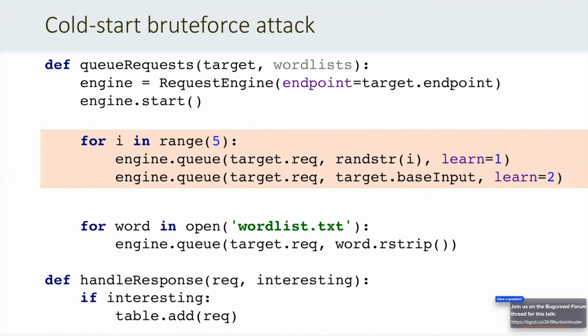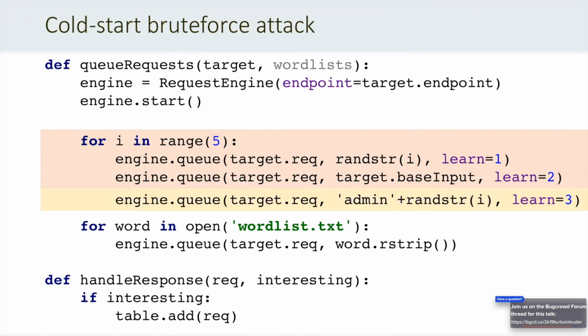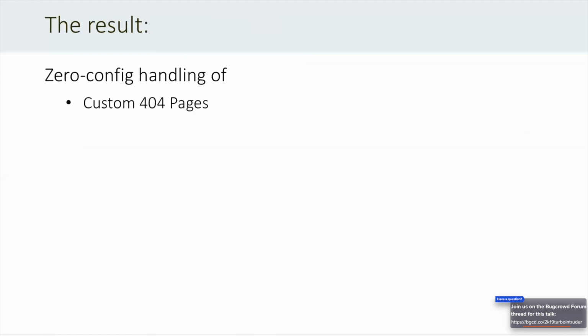Of course, you can play with this yourself if you like. So for example, maybe they've got a web application firewall and it blocks every request with the word admin in. Well, you can say, please learn the response to a blocked request as being boring, and then you don't need to worry about it turning up in your table anymore. So this is completely generic code, which you generally shouldn't have to change. And the end result is, with no work, you get automatic free handling of stuff like custom 404 pages.